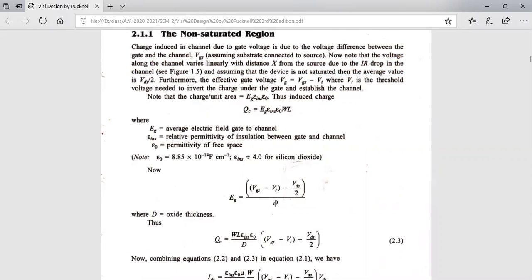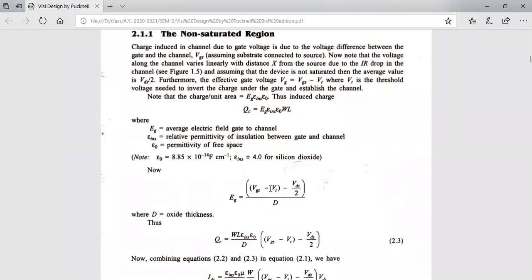What is this D? D is the thickness of the dielectric. As I have just shown you, there is one plate of the capacitor and another plate of the capacitor, and in between both I am keeping a dielectric of length D. So the effective voltage divided by D gives me the electric field. You have calculated this electric field in intermediate physics, right?